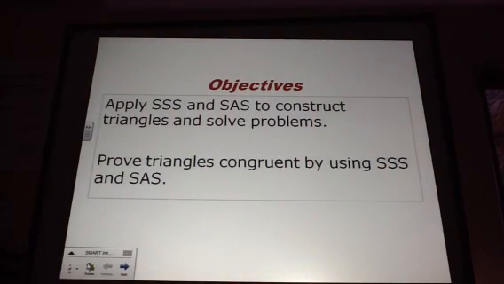Okay, today's lesson we're going to talk about applying the side, side, side and the side, angle, side to construct triangles and solve problems. We're going to prove triangles congruent by using the side, side, side and the side, angle, side.